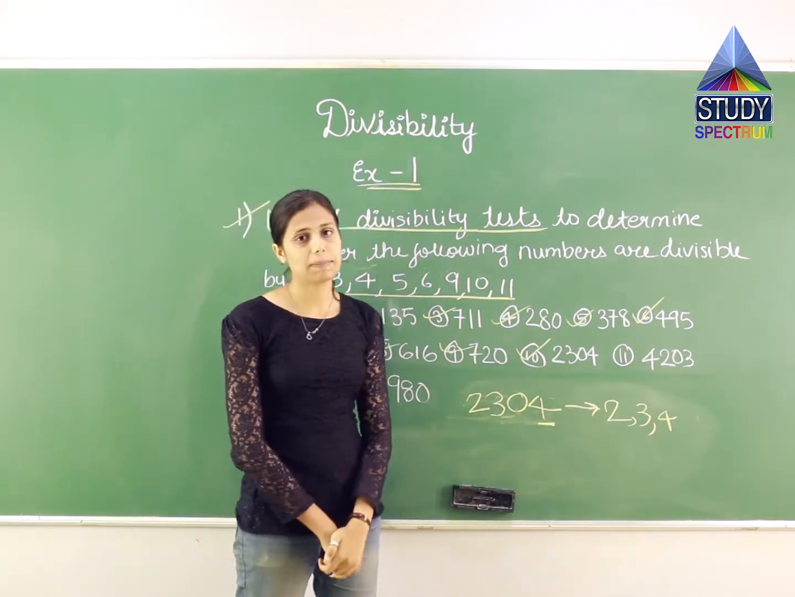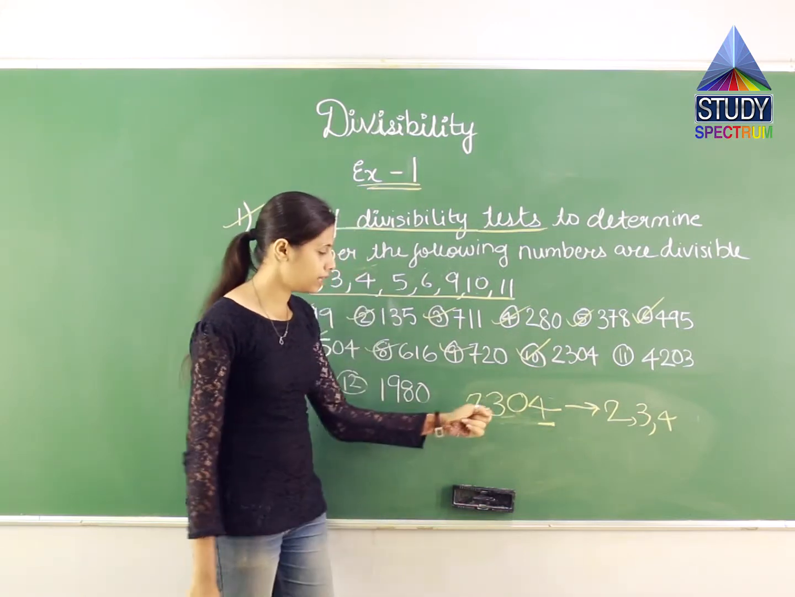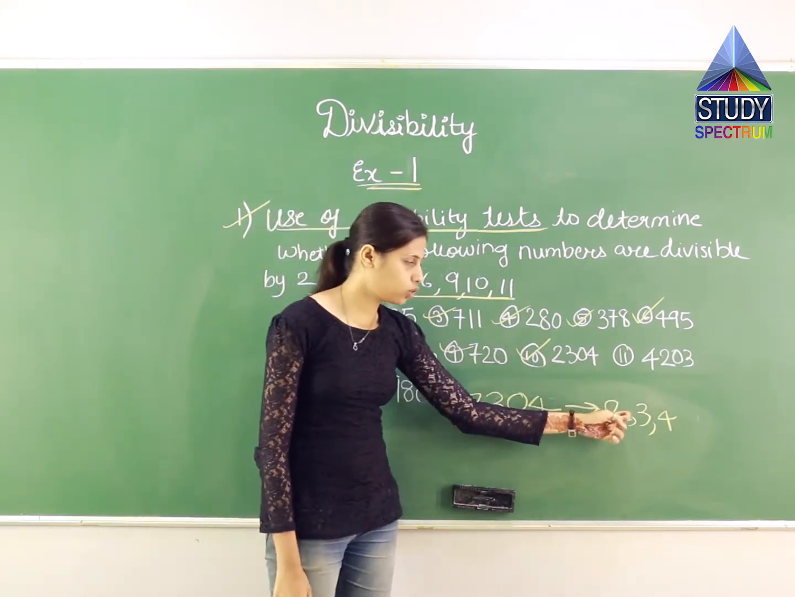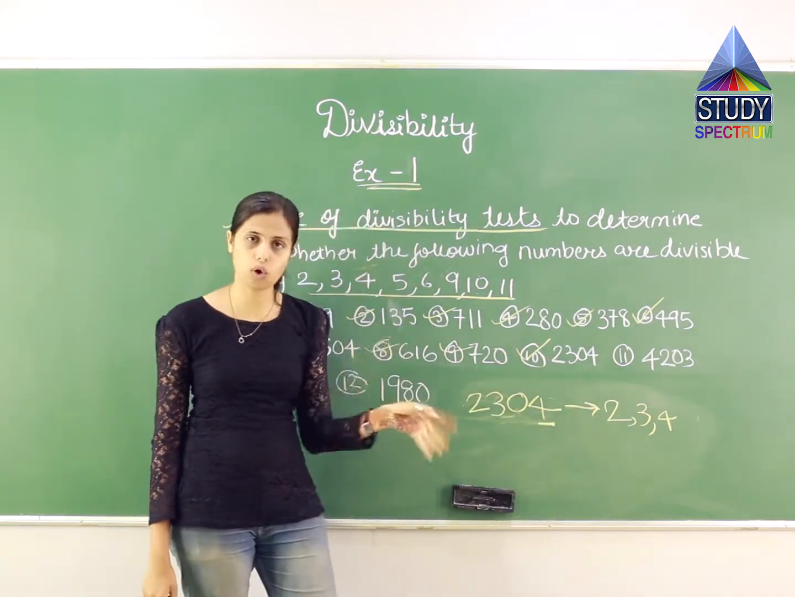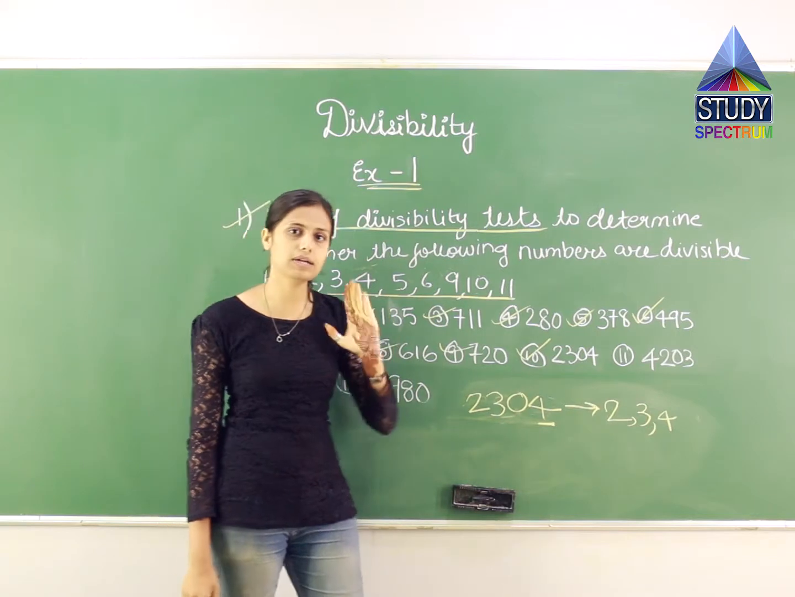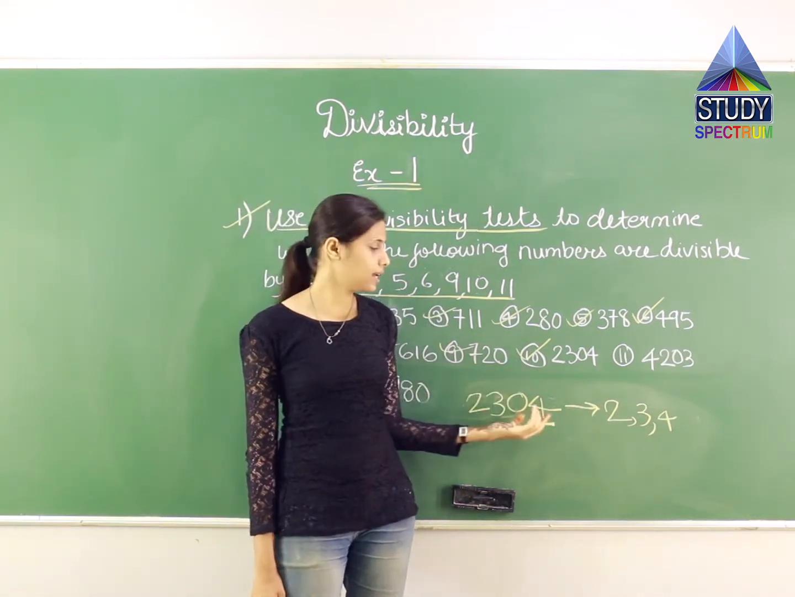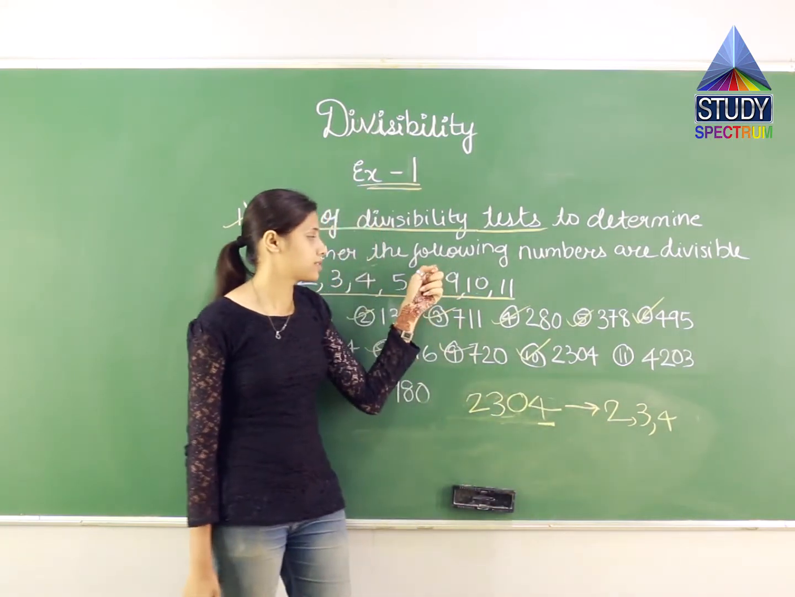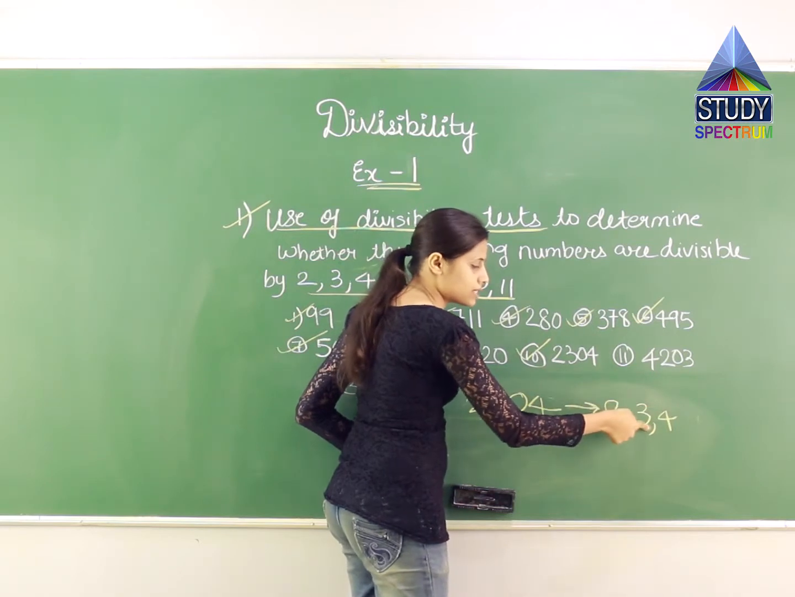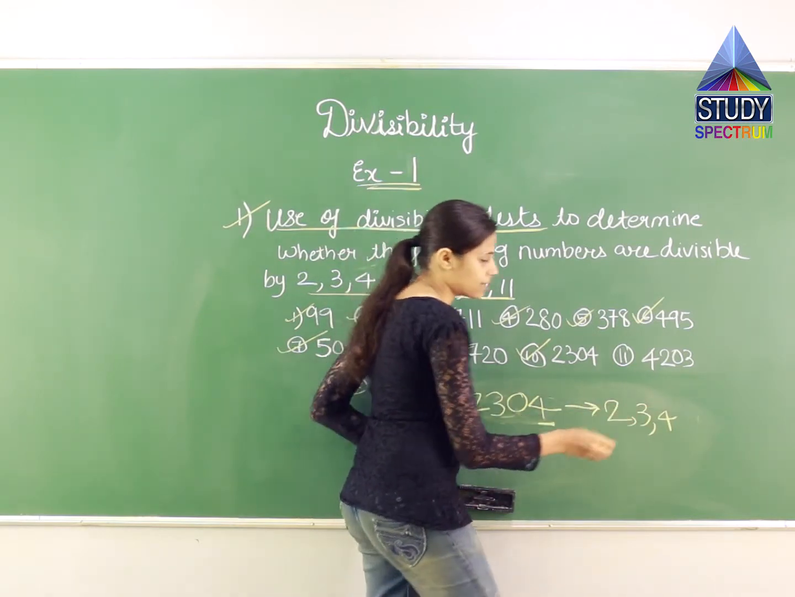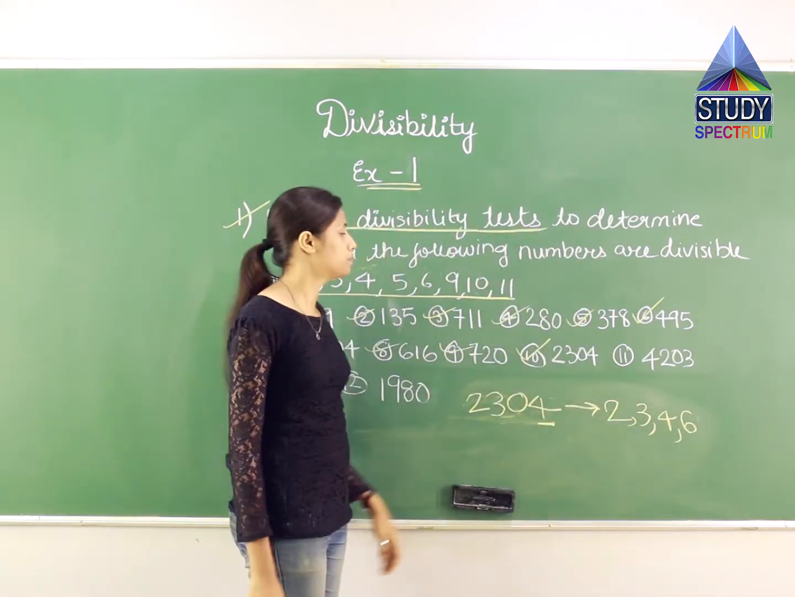Test of divisibility by 6. The test of divisibility by 6 says that if a number is divisible by 2 and 3, the number should be divisible by 2 as well as it should be divisible by 3. Then the number will be divisible by 6. So this number 2304 is divisible by 2 as well as it is divisible by 3. So I can say that this number is also divisible by 6, right?